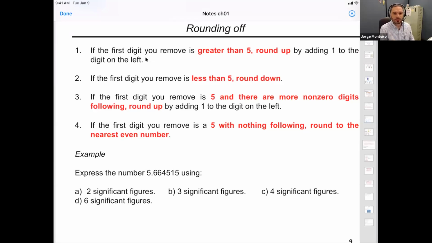Second rule, if the first digit you remove is less than 5, round down. That means do nothing, okay? If the first digit you remove is less than 5, do nothing. Just remove it.